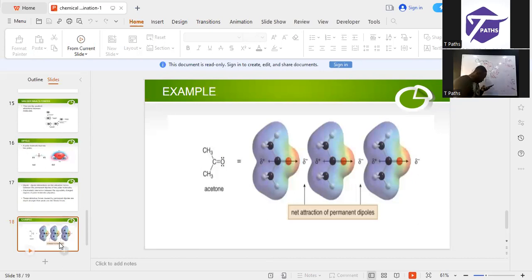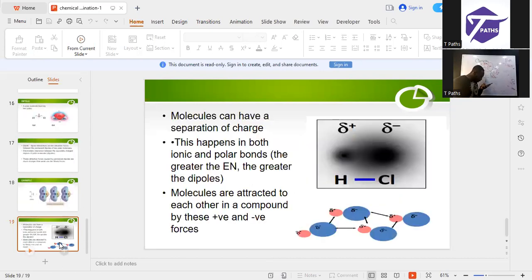Next, molecules can have a separation of charge. This happens in both ionic and polar bonds. So the greater the electronegativity, the greater the dipole. That is very correct. Molecules are attracted to each other in a compound by these positive and negative forces. That is true. So we're talking about your dipole-dipole interaction.